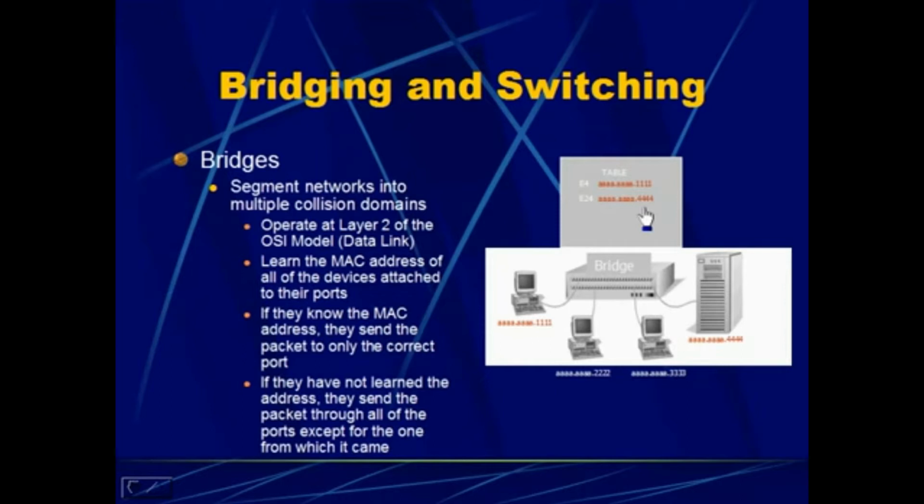So as you can see, as each of these segments communicate through the bridge and the bridge builds its table, each of the segments will be recognized by the bridge, and that way a segment can communicate directly to another segment without bothering any of the other segments.